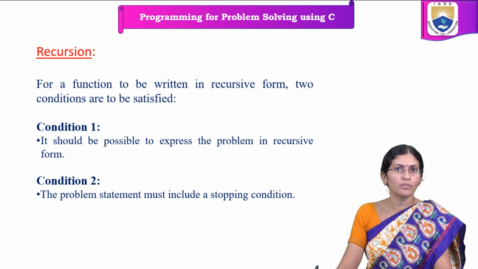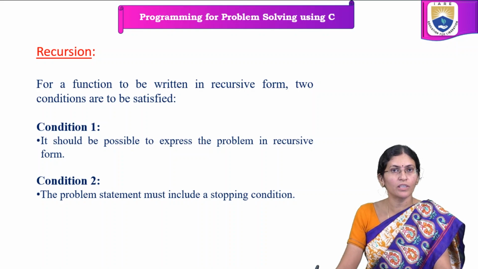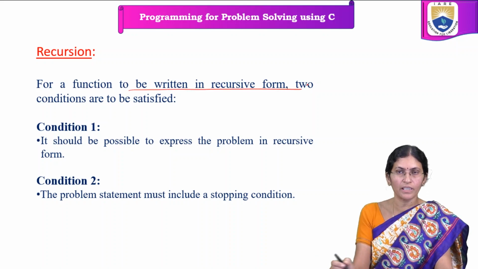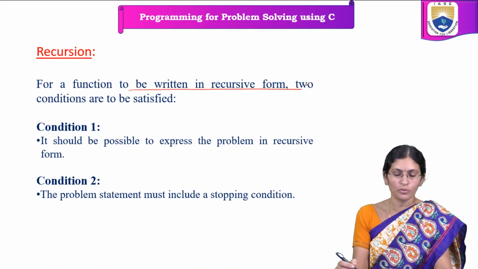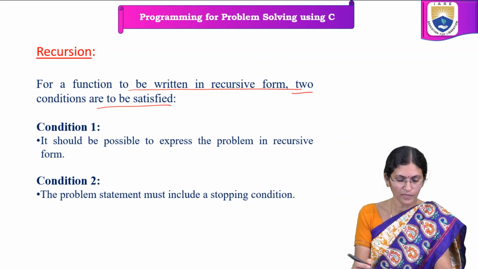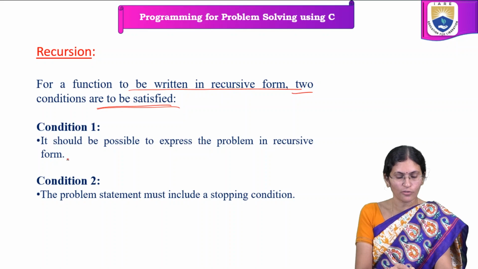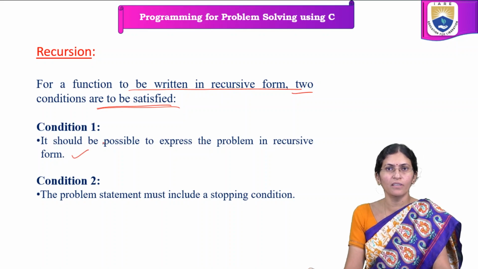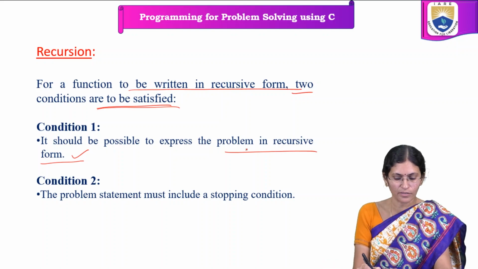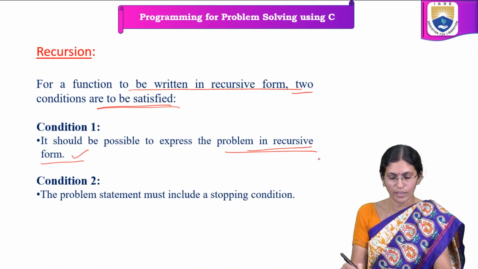Now let us see how to write a recursive function and what the constraints to be followed are. For a function to be written in recursive form, two conditions are required to be satisfied. The first condition is that it should be possible to express the problem in recursive form. Let us see it with the help of one example.